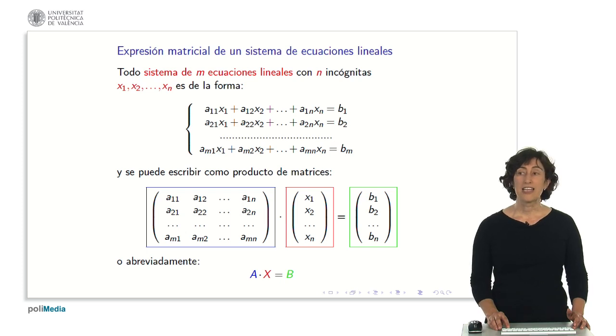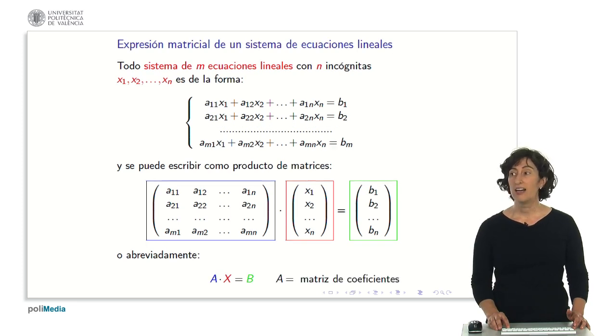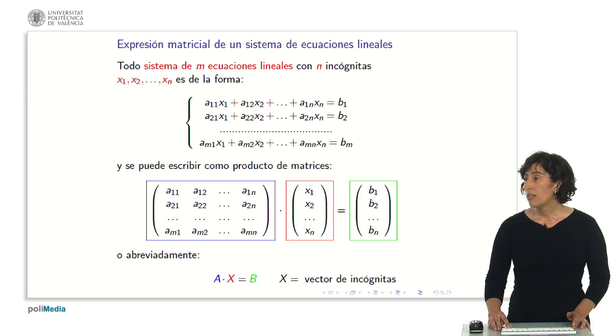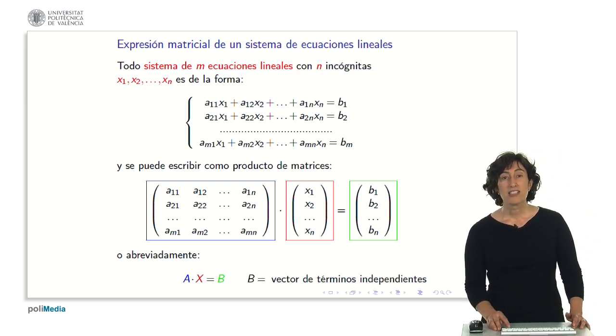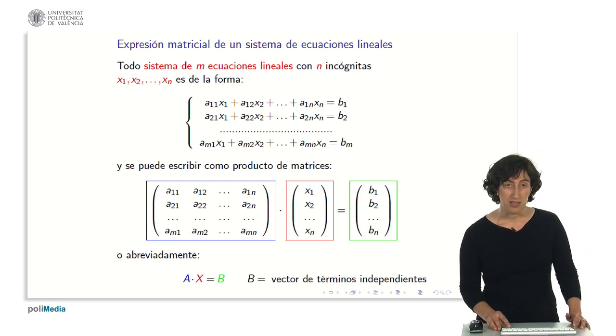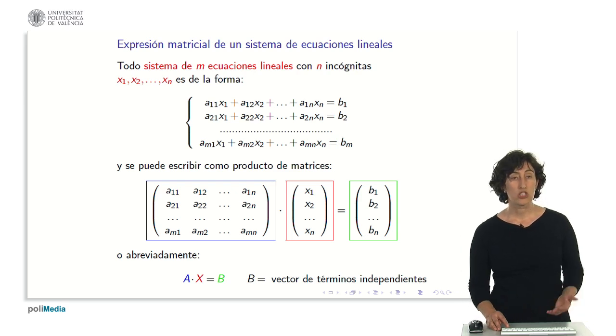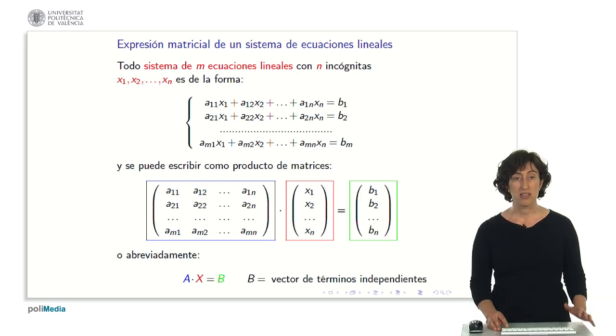Well, we can write this more briefly as A times x equals b, where A is the matrix that is framed in blue, the coefficient matrix, x is the vector of unknowns, the one that is framed in red, and b, the one that is framed in green, is the column vector of independent terms. Here we see that all systems can be written in matrix form, whether it is a system with the same number of equations as unknowns or not.